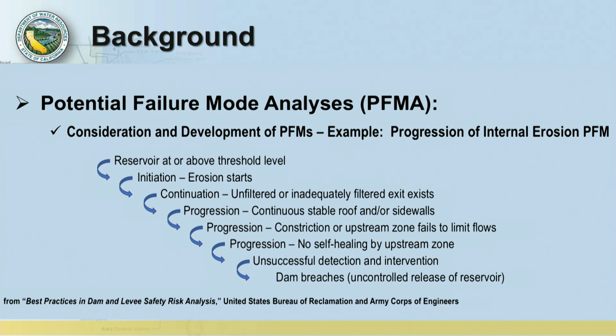And again, toward the end, you have unsuccessful detection and intervention by the parties on site. And finally, this leads to a dam breach and uncontrolled release of water. These are all steps in a scenario that leads to a failure of a dam by internal erosion.